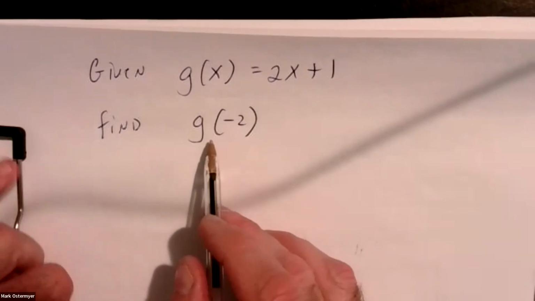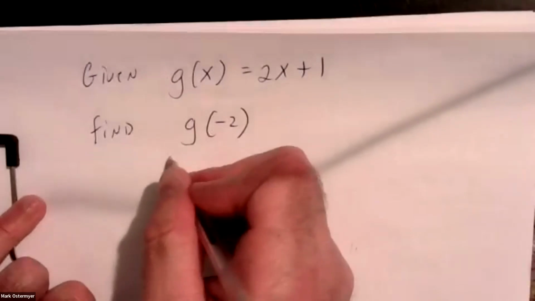What is this saying to do? To find g of negative 2. That's how we read this. G, plug in negative 2 for x. That's right. That's exactly what it's saying.